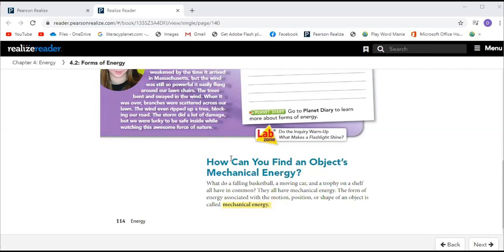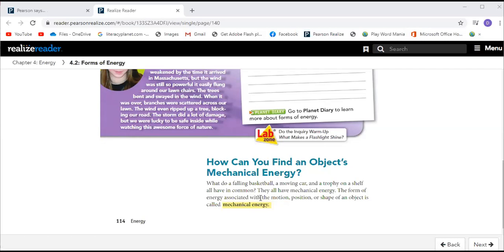Okay. Let's start our new lesson today. Can you see the page now? Can you see this page, 114? Yes, it's okay.